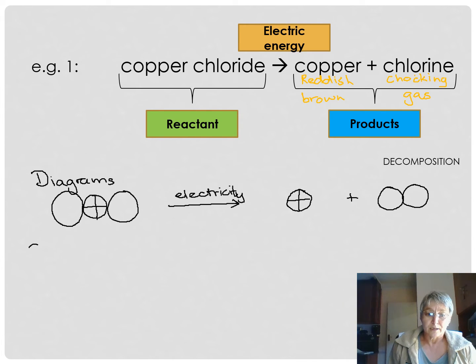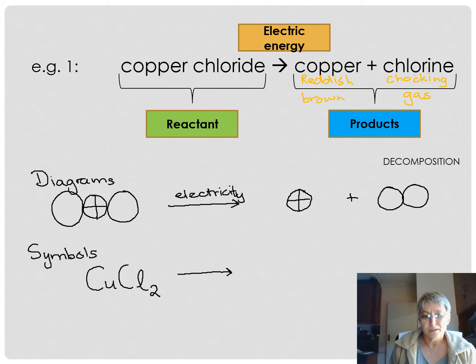Then the third way is in terms of symbols. Now, copper is Cu, Cl is chlorine, and you'll have two chlorine atoms joined to the copper atom. We use some electricity here. And it makes copper and chlorine.